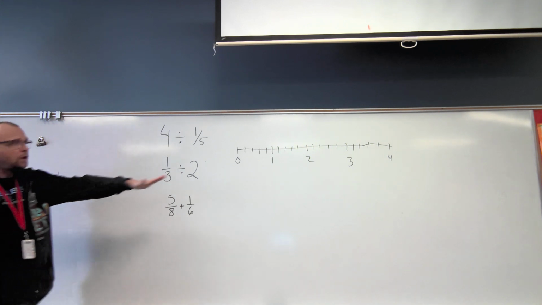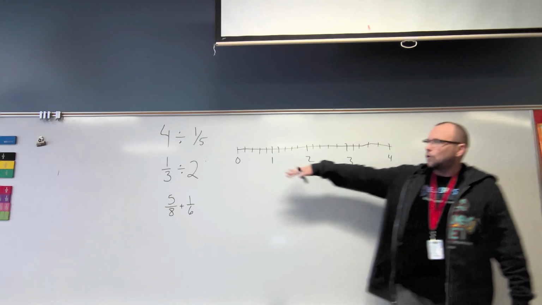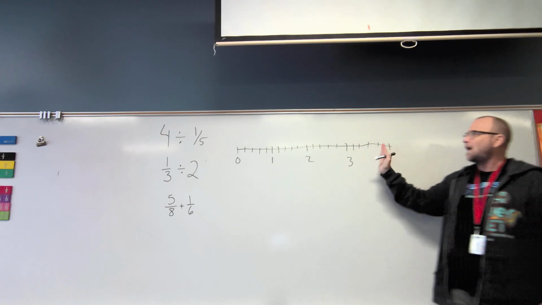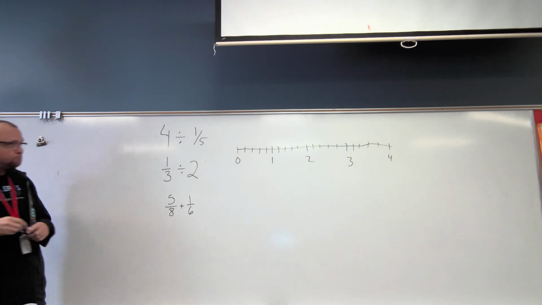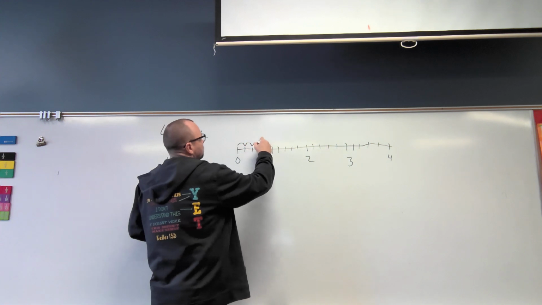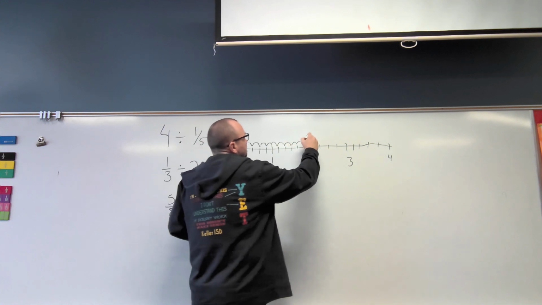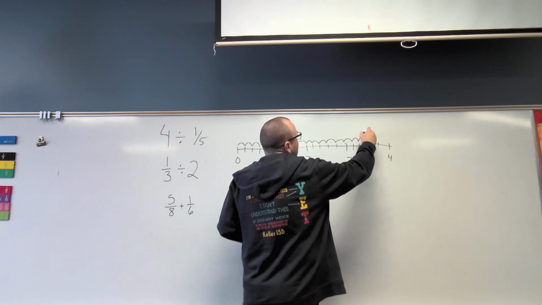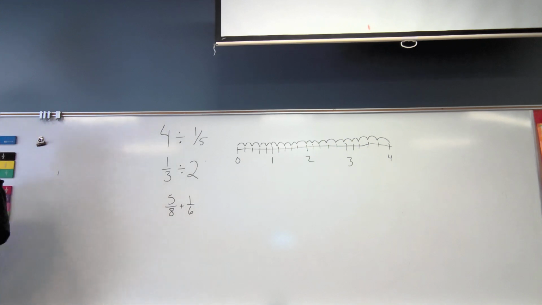Now, you should be able to tell just by looking at this number line what the problem was, because we're starting with 4 and we're dividing it into fifths. And that's what my number line shows. But in order to find the answer, all I would have to do is count how many fifths. 1, 2, 3, up to 20. So 4 divided by 1/5 is 20.